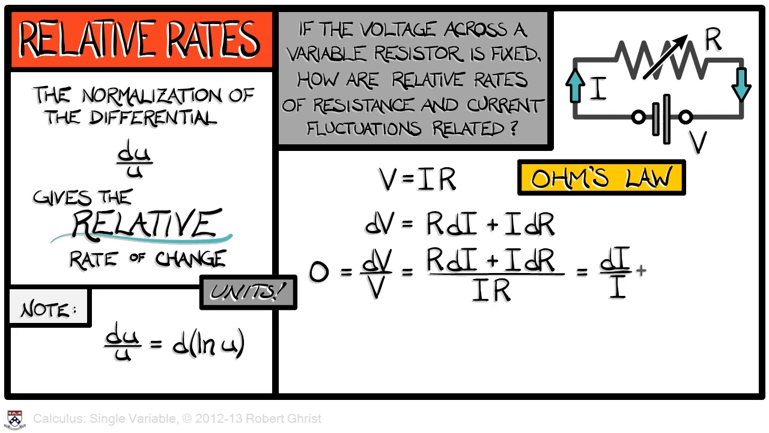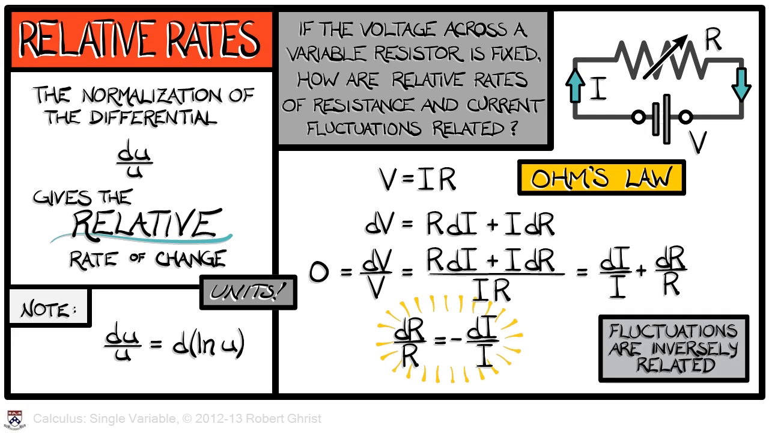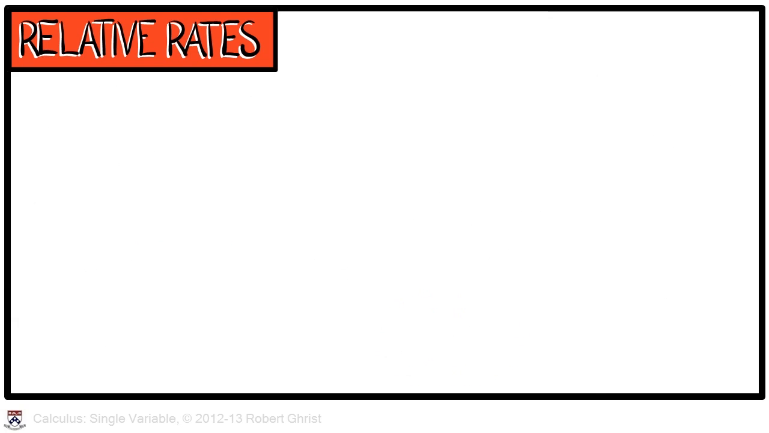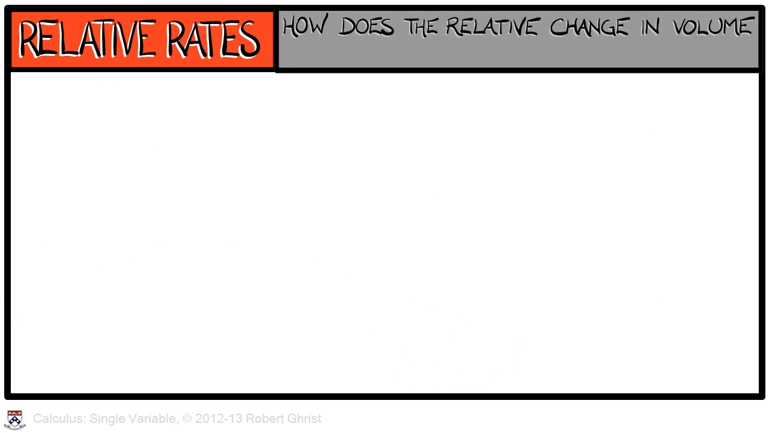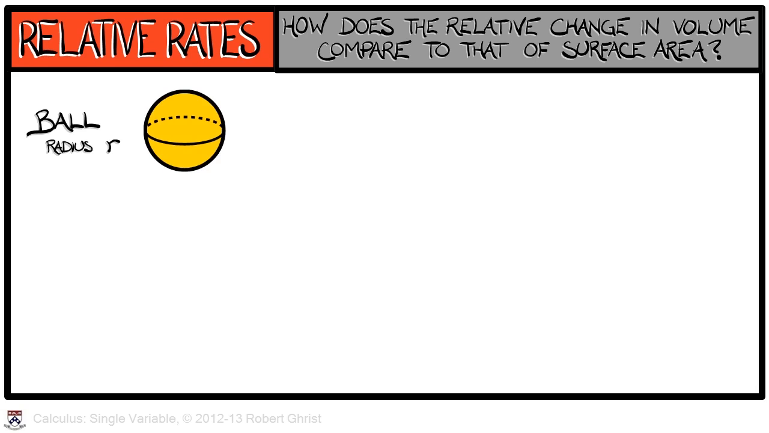That splits up into dI over I plus dR over R, meaning that the relative rates of change of R and I are inversely related. Let's look at an example from geometry. How does the relative change in volume relate to that of surface area? In the specific case of a solid ball of radius r, how do the volume and the areas compare?